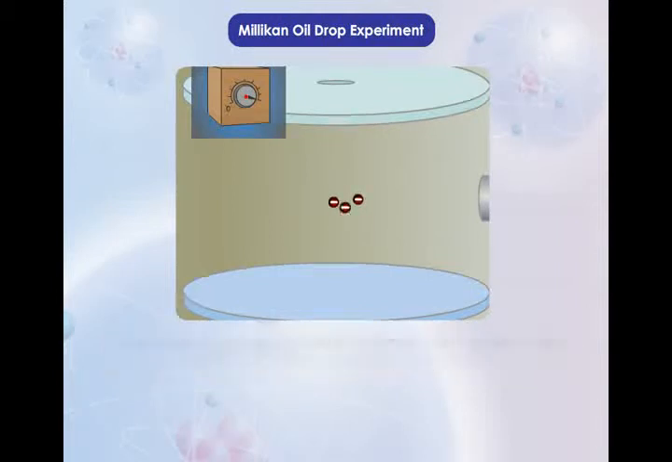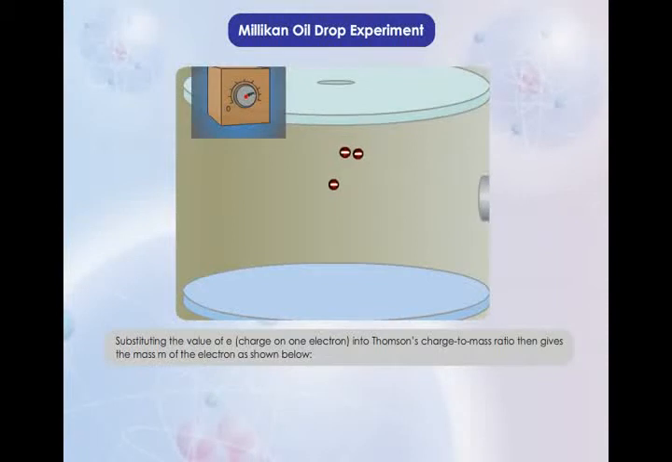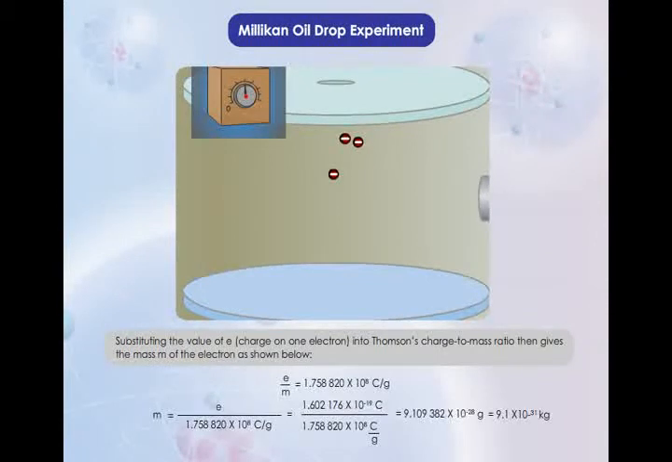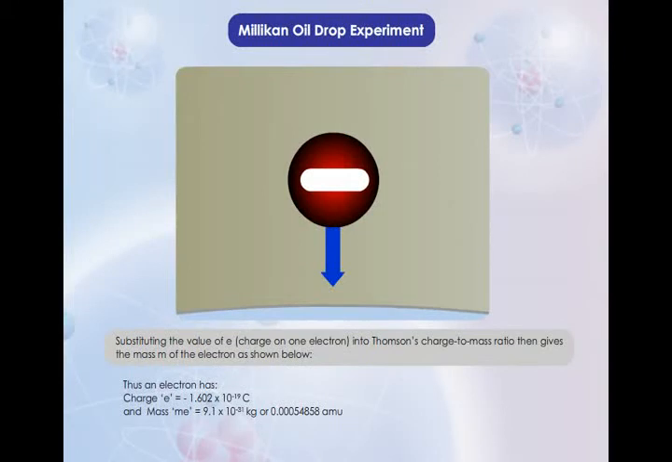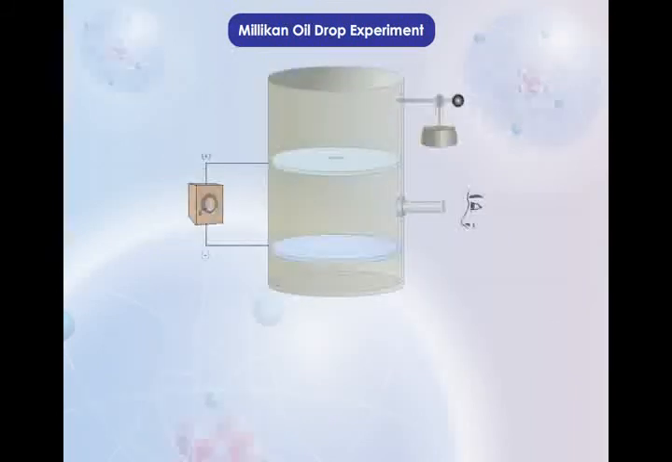Substituting the value of charge on an electron into the Thomson's charge to mass ratio gives the mass of the electron. The mass of an electron thus calculated is 9.1 × 10^-28 grams. Thus, an electron has charge equal to -1.602 × 10^-19 coulomb and mass m equals 9.1 × 10^-31 kilograms.